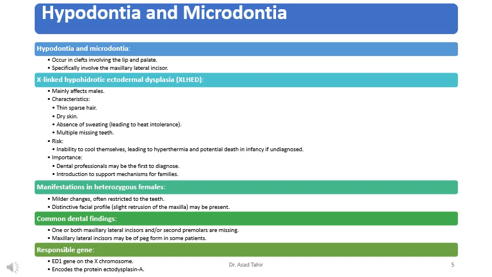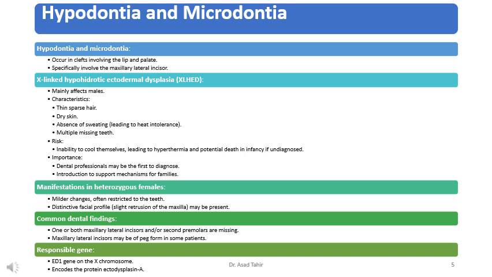Specifically involve the maxillary lateral incisor. X-linked hypohidrotic ectodermal dysplasia, XLHED. Mainly affects males. Characteristics: thin sparse hair, dry skin, absence of sweating leading to heat intolerance, multiple missing teeth. Risk: inability to cool themselves, leading to hyperthermia and potential death in infancy if undiagnosed.